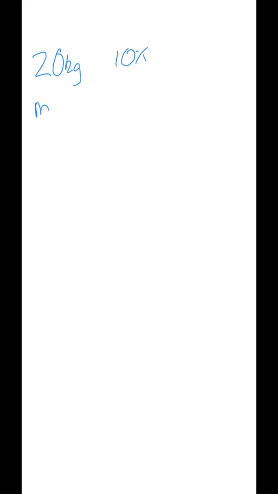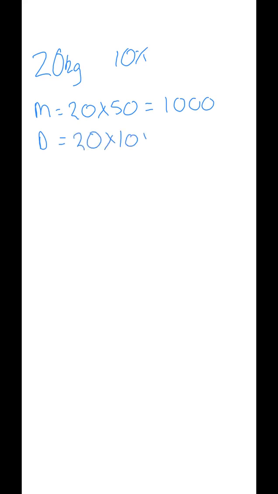So first number is going to be maintenance. We're going to take kilograms, which is 20, and times it by 50. And that is going to equal 1,000. Then our dehydration rate is going to be kilograms times the percent dehydrated times 10. And that's going to equal 2,000. And then tally those up.